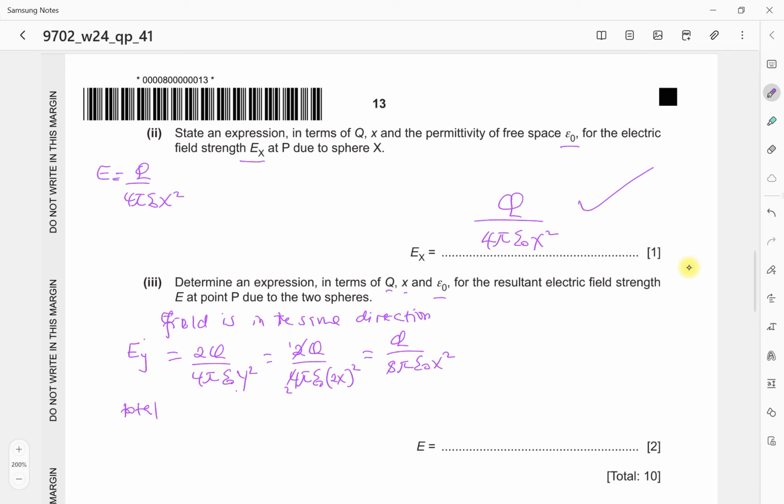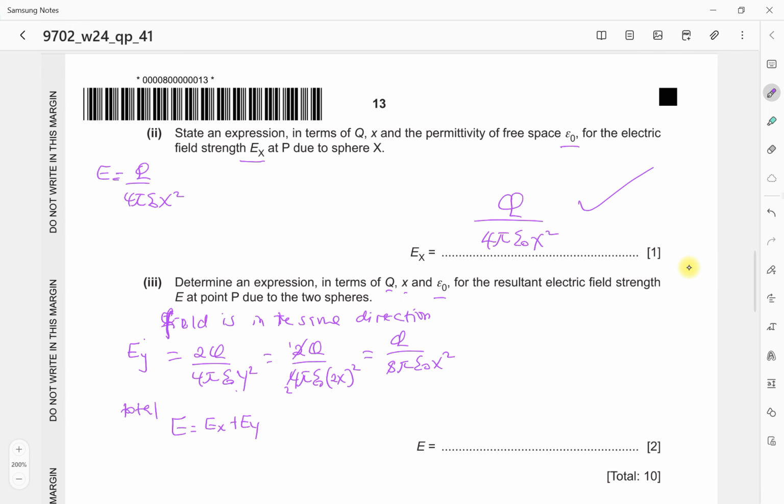So total E is going to be equal to EX plus EY. I'm just adding because they're in the same direction since we have unlike charges. For unlike charges, the electric field is always pointing towards the negative charge.